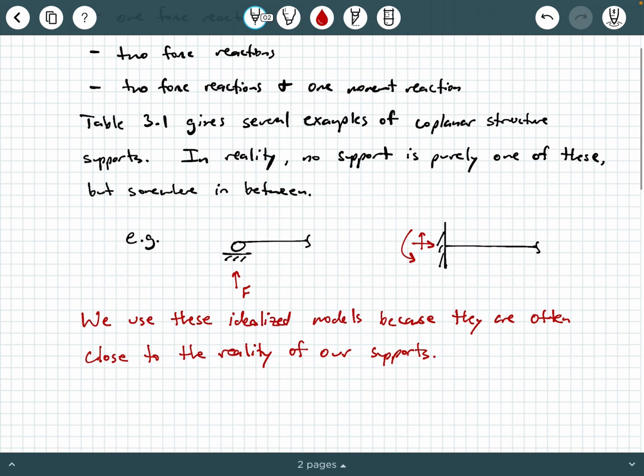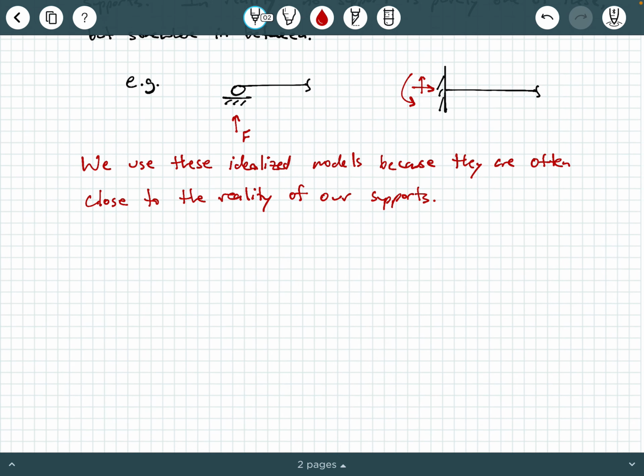Now, what else do we typically do when we're trying to keep track of how loads are transmitted through structural systems?